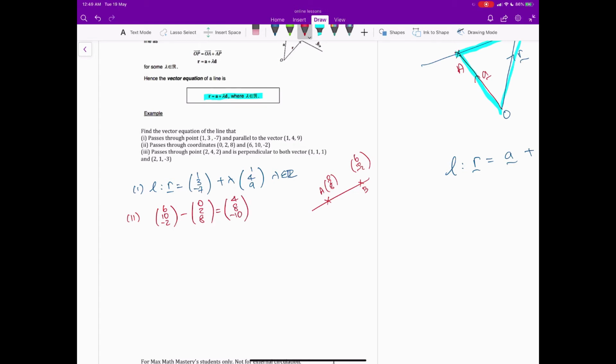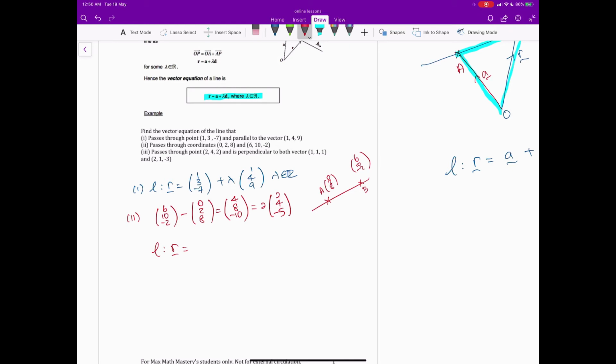Now, take note, because this is the direction, (4, 8, -10), I can simplify further by taking out 2 to give me (2, 4, -5). Take note, (4, 8, -10) and (2, 4, -5) are in the same direction. So in other words, for a line equation, we can simplify our direction vector. In this case, my line equation will be L: r equals a plus lambda d. a represents a point that lies on the line, d stands for the direction. I can use either of the points, (0, 2, 8) or (6, 10, -2). Both answers are acceptable.